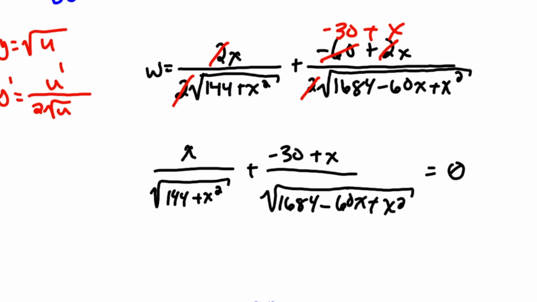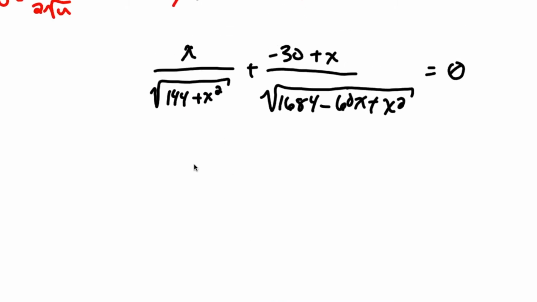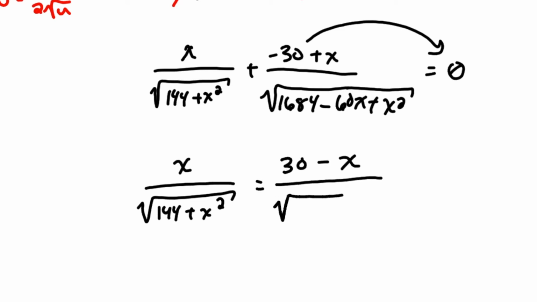Now, when we're doing this, we basically have to move one of these over. It doesn't really matter which one. So I'm going to move this one over, subtracting this from both sides. I'm going to move this whole thing over here. When I subtract it, all it's going to do is change the signs up top. So it's going to be 30 minus x. So x over the square root of 144 plus x squared equals, and again I'm subtracting this over, so all that's going to do is change my signs up top. This whole thing that I'm getting tired of writing, I should have labeled that something else. So anyway, there we go.